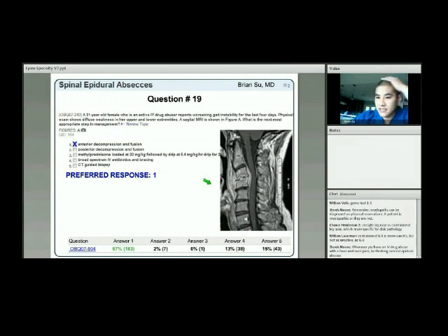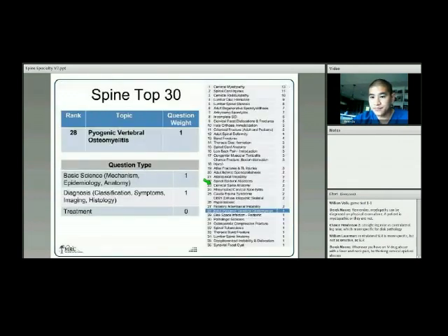15% answered CT guided biopsy. It's not a bad thought, but remember, for the in-training and for the boards, with progressive neurological deficit, you know that patient has to be decompressed anyway. While you're in there, you are going to obtain cultures of the abscess, you are going to go through the disc space, and you'll be able to identify an organism that way.